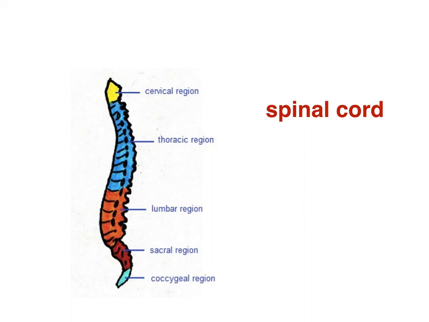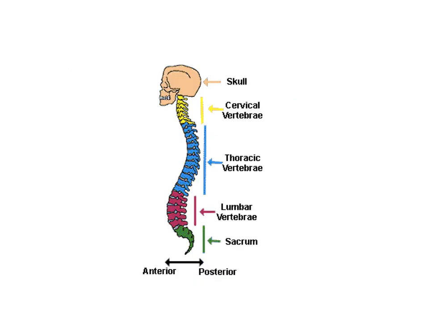Your spinal cord has different parts and is inside, remember, the vertebra. So each part of the spinal cord has the twin in vertebra. For example, the cervical region has the cervical vertebra. The thoracic region has the thoracic vertebra, and so on. And here, all the bones that are protecting your central nervous system.